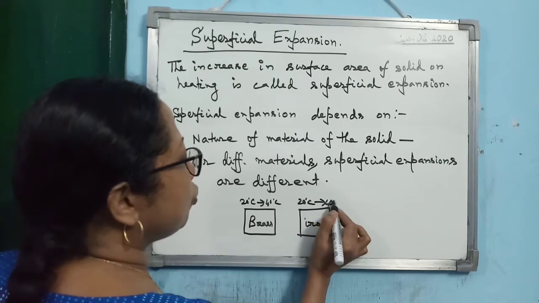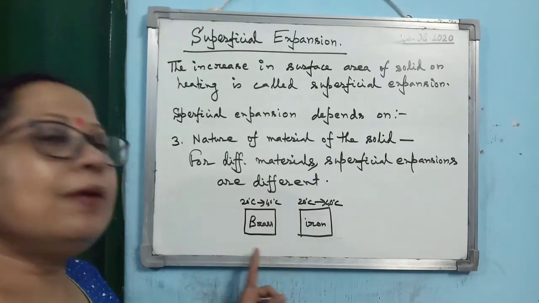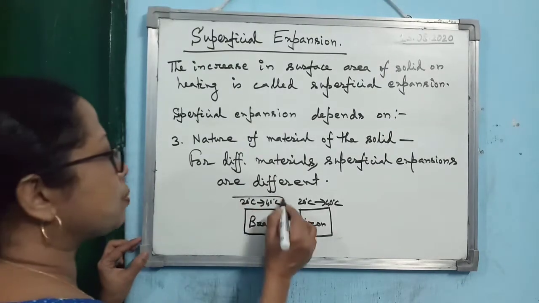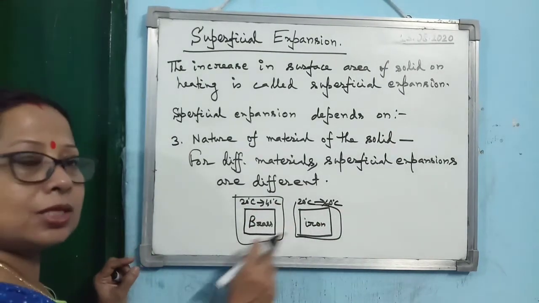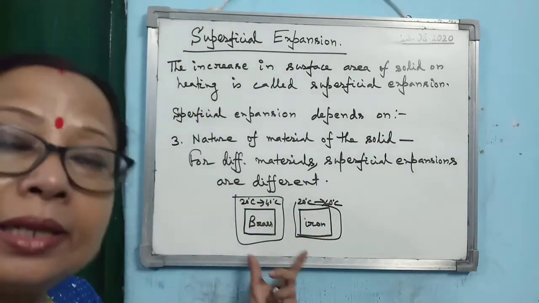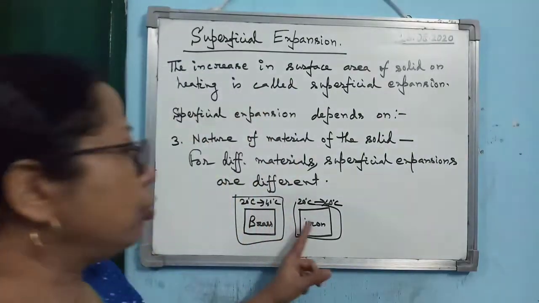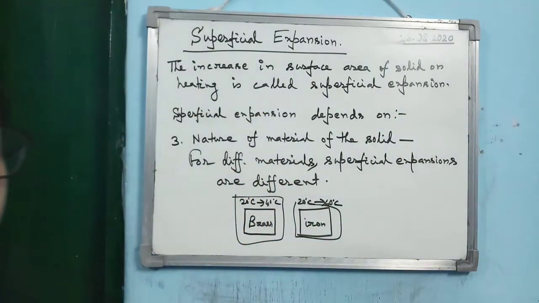means from 20 to 40 degrees Celsius as for example. Alright. Then you will see that brass will expand more than iron. Why? In this case you see initial area is same, change in temperature is same, but as materials are different, the amount of expansion will be different. Brass will expand more than iron.